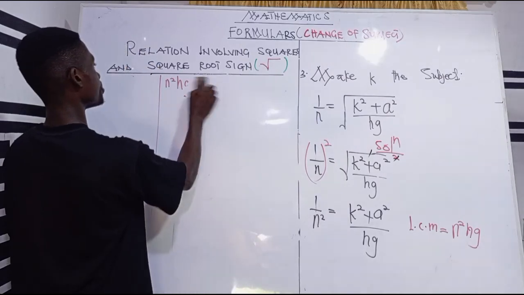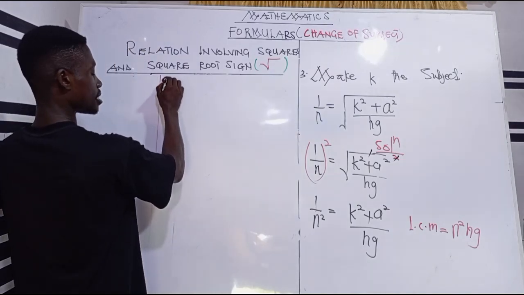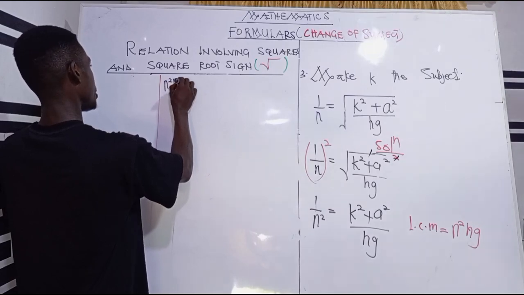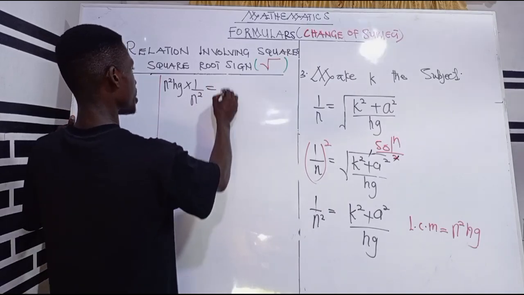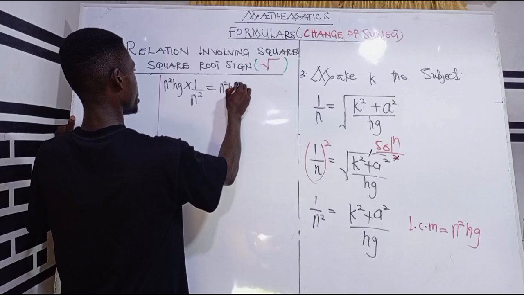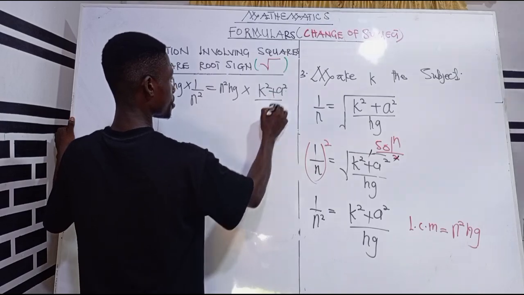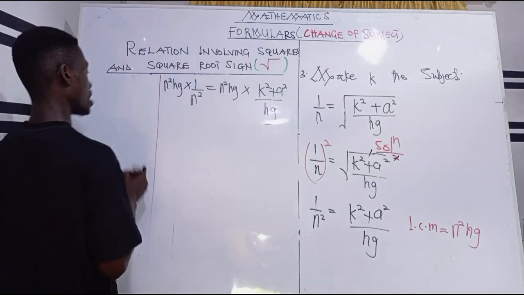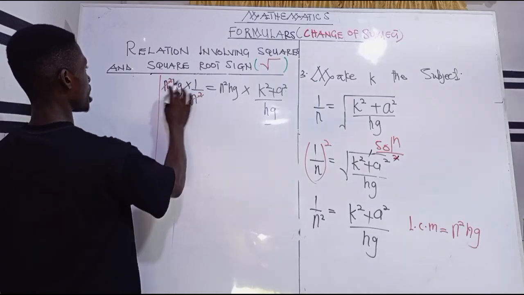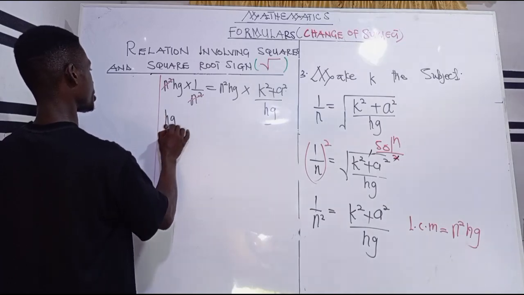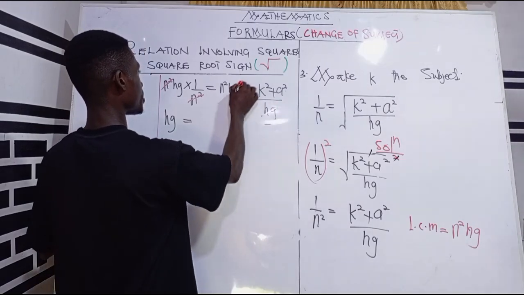So we have the LCM, which is n squared hg, multiplying 1 over n squared, which is equal to the LCM n squared hg multiplying the other side. Good. You realize that we have n squared here, n squared here, so that and that will cancel out. We are left with hg times 1 to give you hg is equal to. Now you also realize that we have hg, so this and that will go.